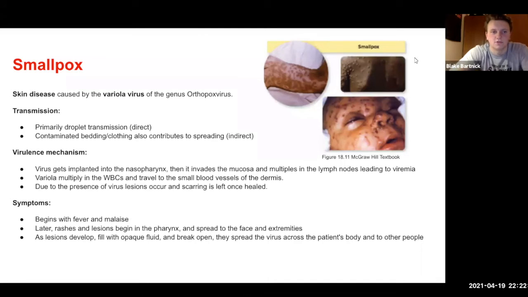Okay, so I'm going to be talking about smallpox. Smallpox is a skin disease caused by the variola virus of the genus orthopoxvirus. It is transmitted primarily by droplets.